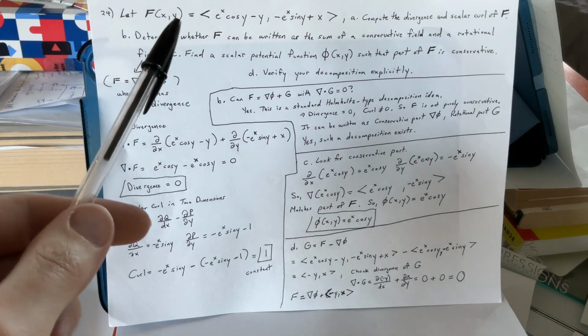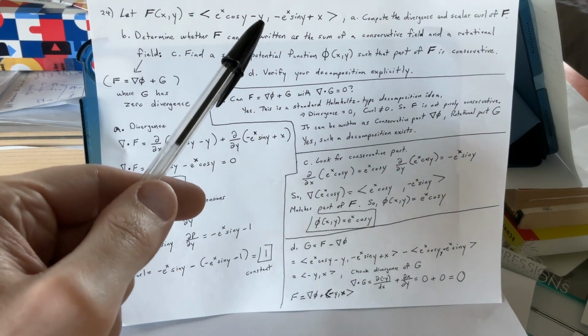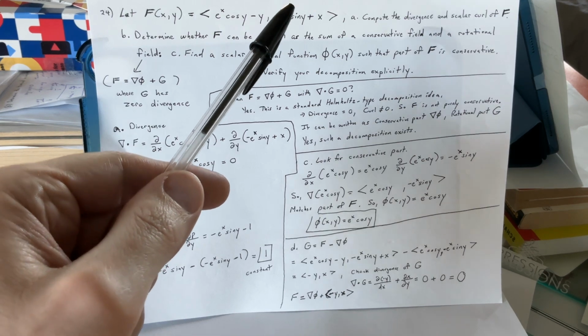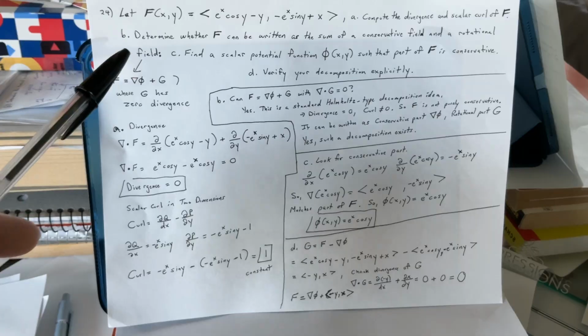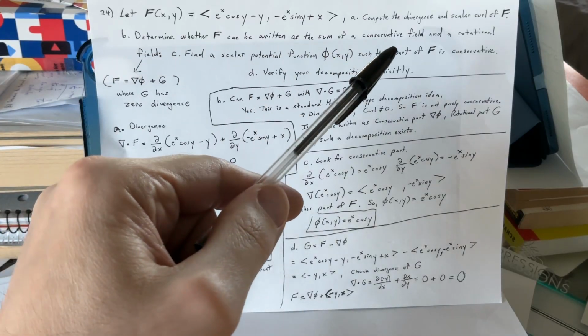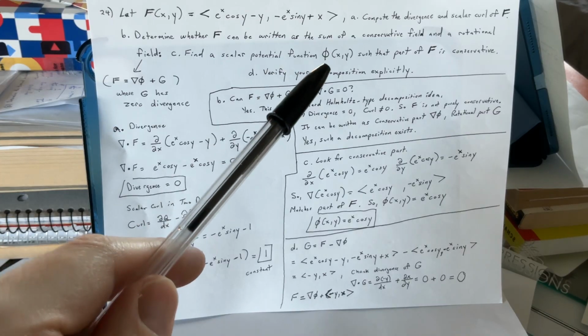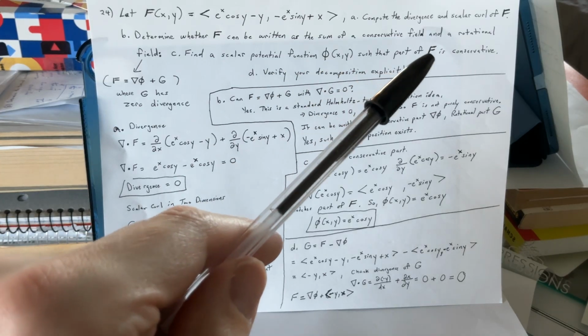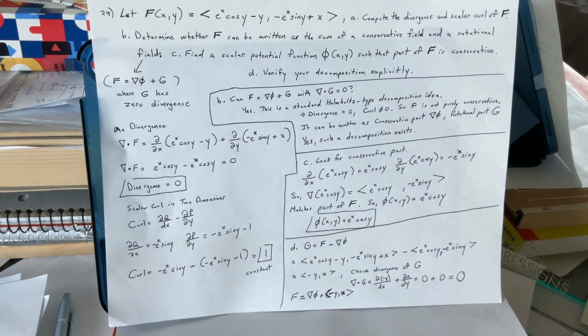So we let F of x, y equal this: e to the x cosine y minus y, comma, negative e to the x sine y plus x. We want to compute the divergence and the scalar curl of F. Determine whether F can be written as a sum of a conservative field and a rotational field. Find the scalar potential function such that that part of F is conservative. And then part D, you want to verify your decomposition explicitly. So we want to show that it can be decomposed using some work.